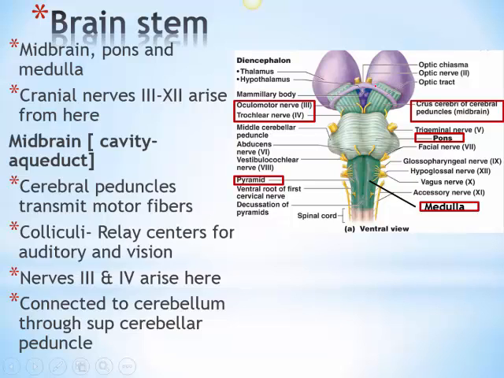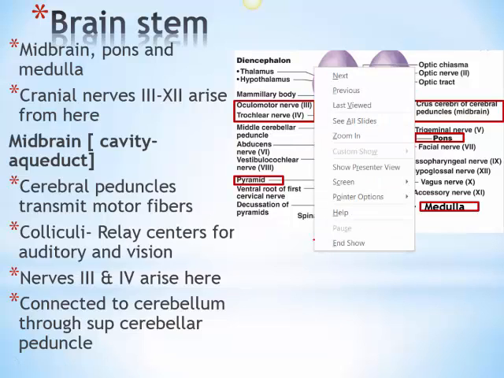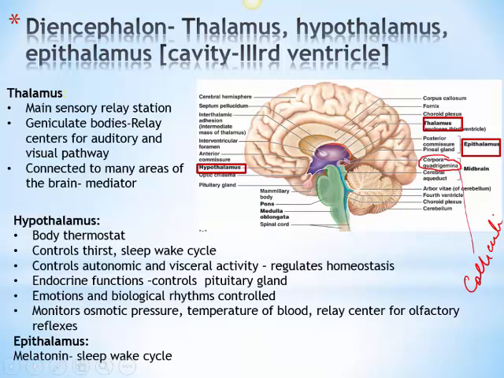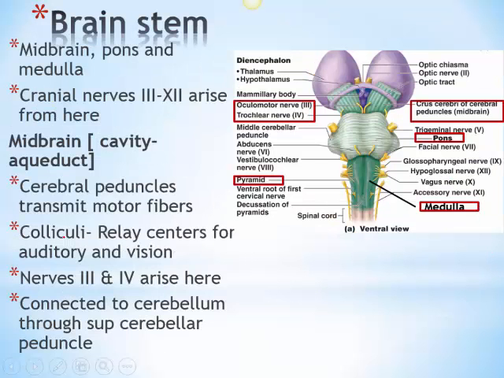On the dorsal aspect, if I turn this around, and since I don't have a picture there, here on the dorsal aspect is where I told you were those colliculi. So you have 4 colliculi, which are relay centers for auditory reflexes and visual reflexes. So you have a superior colliculus and an inferior colliculus. Superior for auditory, inferior colliculus for vision. Cranial nerves 3 and 4 arise from the midbrain, and all of the brainstem is actually connected to the cerebellum.